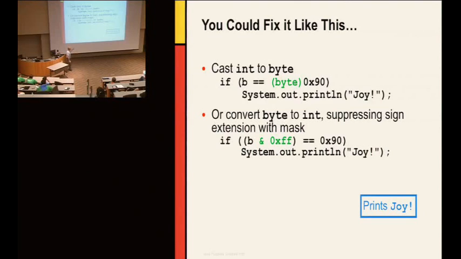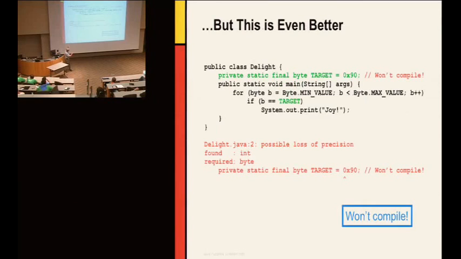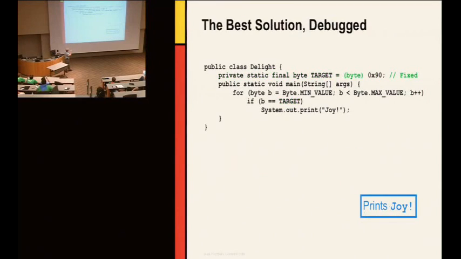By the way, maybe I'll get to this in lessons, so hopefully it'll be there. There's actually an even better way to fix this one, which is, why use this magic number at all of 0x90? Let's make a private static final variable called target and compare b to target. And now it won't compile at all. We'll get a nice error message saying possible loss of precision. You're comparing an int to a byte, and because it won't compile, we know we have to fix it. So we do, and we put that cast up here, and we make the target a byte, and now we're comparing a byte to a byte. So I would argue that this is the best solution to this problem.